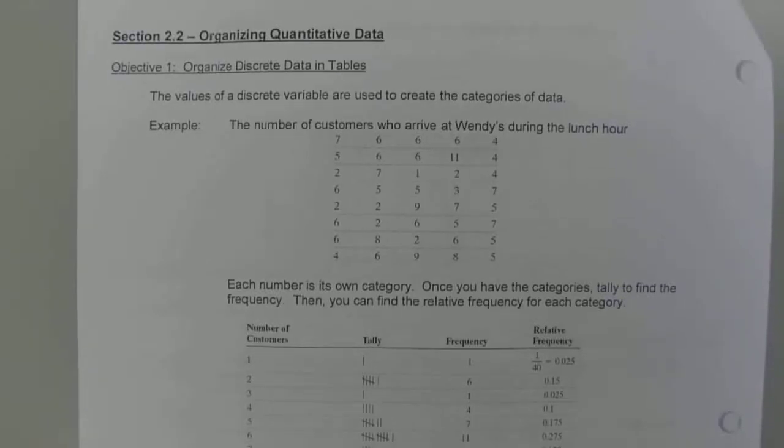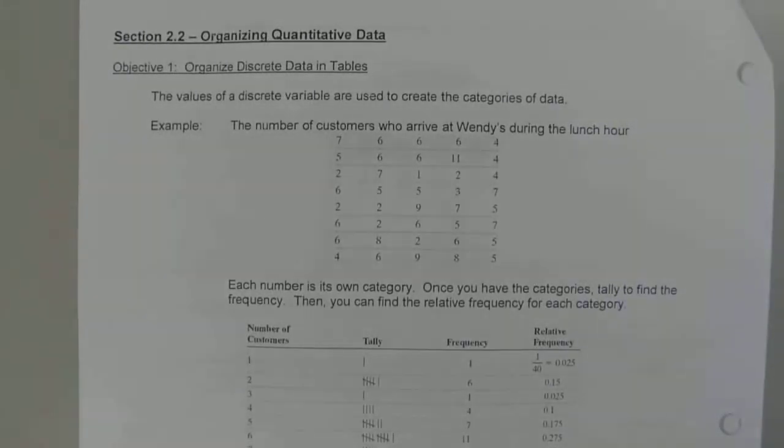So section 2.2 is organizing quantitative data. Now they're going to give us data that's numerical that we need to organize. This is where it gets just a little bit trickier, because you might get a wide range of numbers, so organizing isn't always the easiest. So let's look at this first example.